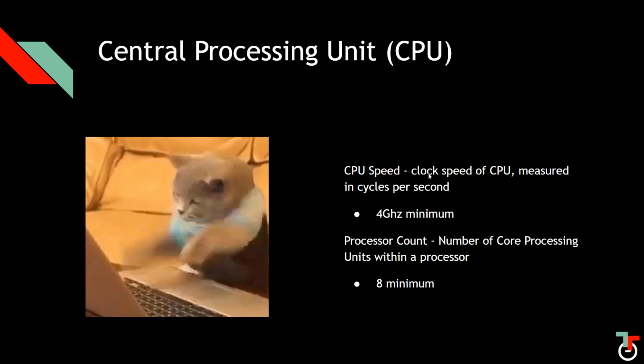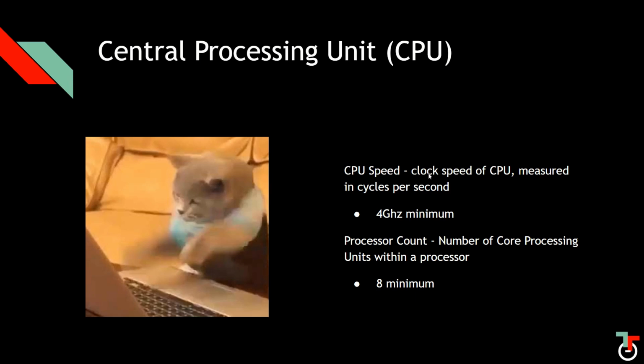Next, processor count. This is the number of core processing units within a processor. Generally, the higher the number, the better the ability to multitask and better performance. 8 to 10, the rule of thumb for the minimum processor count required for trading.